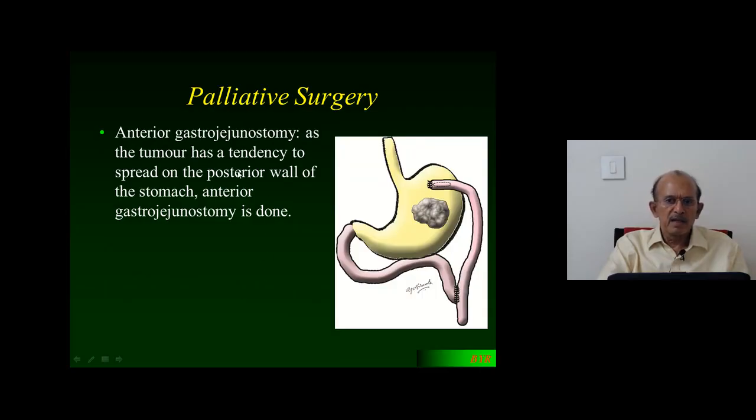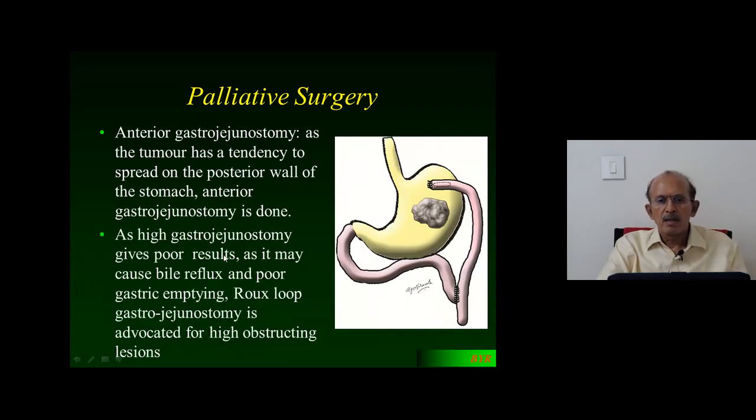And the tumor has a tendency to spread on the posterior wall of the stomach. Anterior gastrojejunostomy is usually performed. A high gastrojejunostomy gives poor results as it may cause bile reflux. For example, the tumor is like this, in this place, causing obstruction. Then you have to do the anastomosis to the fundus of the stomach.